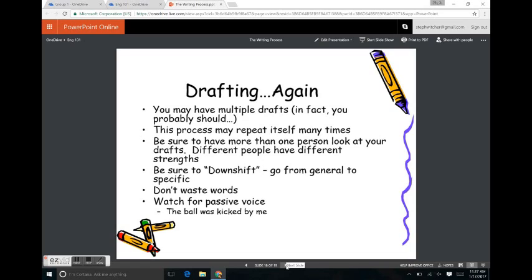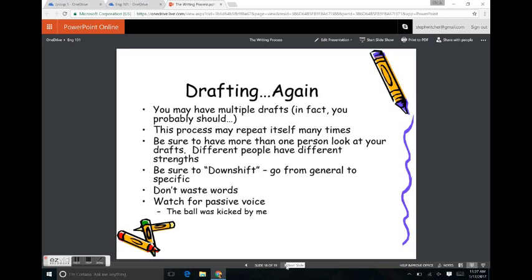Always be sure to downshift. Anytime you can be more specific, that's something you want to do. Don't waste your words. So don't give more words than you need to, though. And of course, this is just a little English rule that a lot of students have never heard of, so I want to make sure I talk about it for just a second.